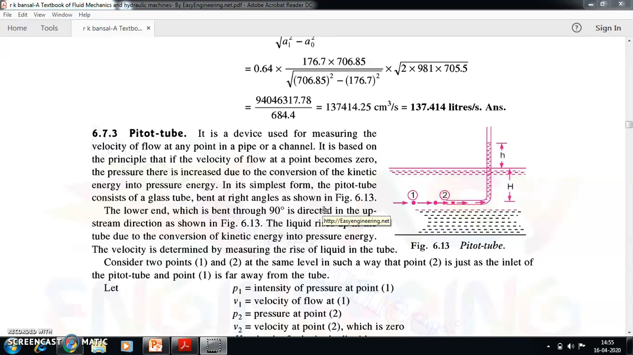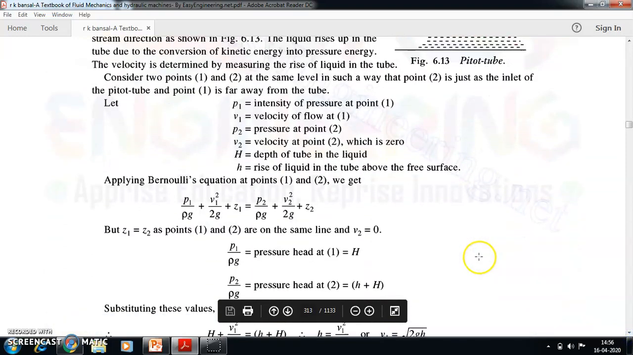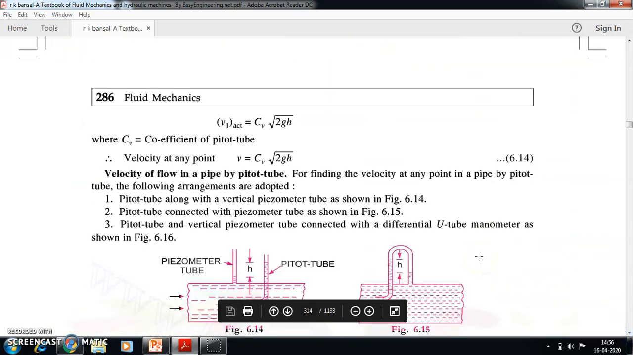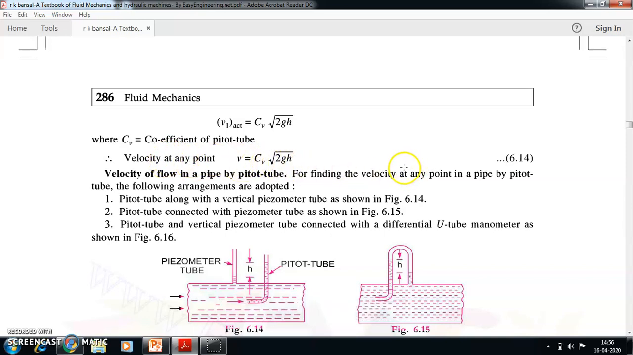We will continue the video on the third module, fluid mechanics subject, and we were dealing with the Pitot tube in the previous video. We have seen the derivation of finding the velocity at a particular point in a pipe which is having a fluid flow. What is the velocity? We had actually found the equation using Bernoulli's equation. So the final equation that we have obtained was the velocity at a point, v, is equal to Cv into root of 2gh.